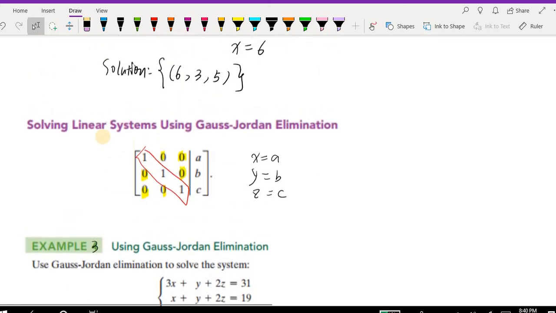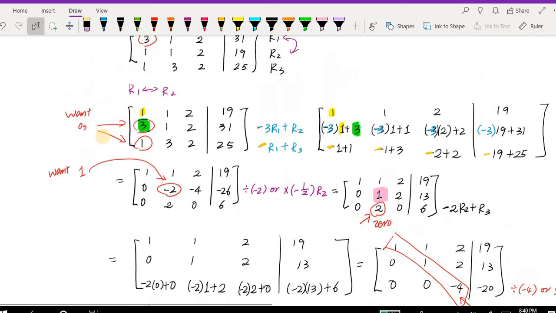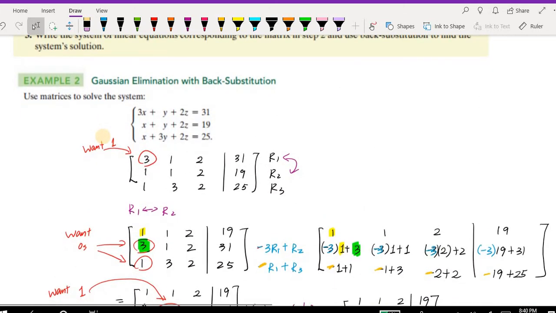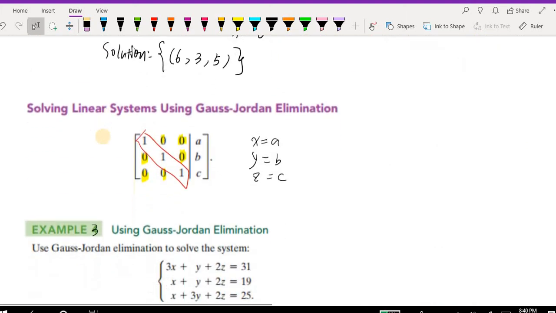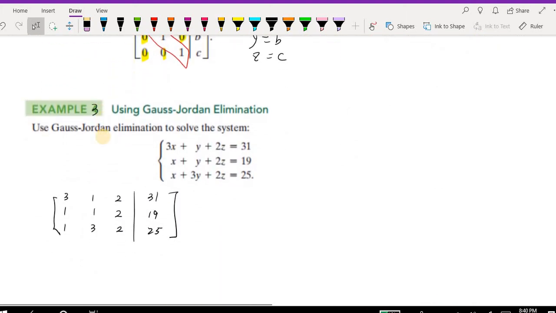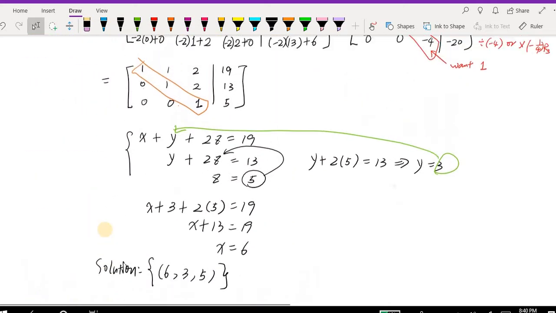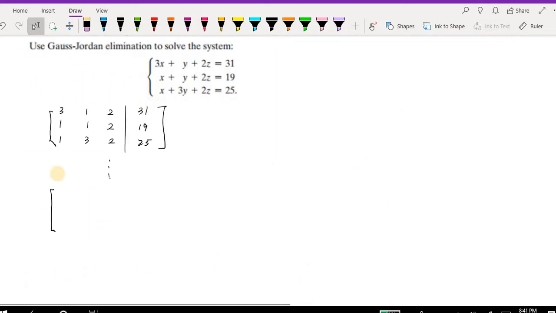Okay, let's go back to this really quick. So example 2, what happened is we had to solve this, but we wanted to use back substitution. In this case, we're not going to use back substitution. So instead of redoing everything, I'm just going to use the ones we already have right here. Then we're going to continue from there instead of starting over.